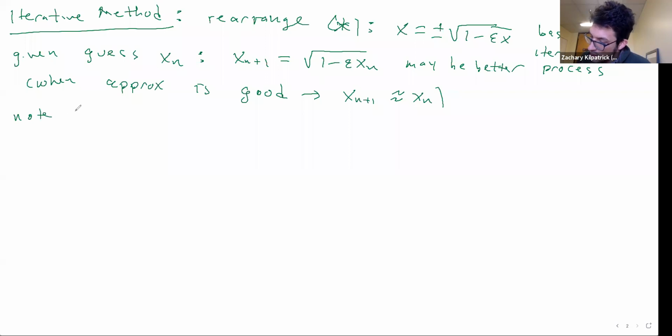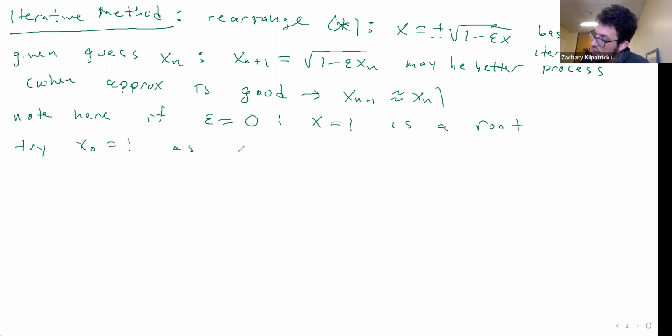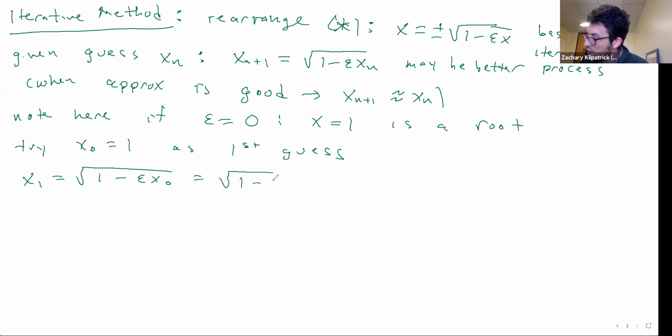So note here, if epsilon is just equal to 0, x equals 1 is a root immediately. So that may be what you want to start with, right? So essentially try x0 equals 1 as our first guess, okay? And then in that case, x1 is going to be equal to the square root of 1 minus epsilon x0, which is equal to the square root of 1 minus epsilon, okay?